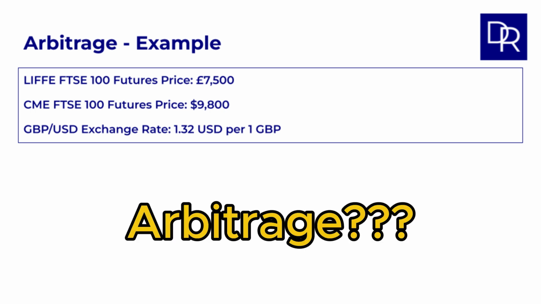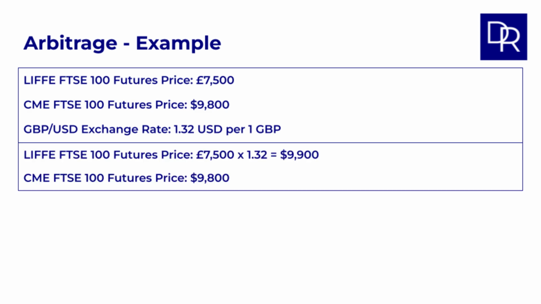Is there an arbitrage opportunity? To find out, we need to compare the futures prices in the same currency. Let's convert the Live futures price to US dollars using the exchange rate. £7,500 times 1.32 equals 9,900 US dollars. Now we see a price difference. This indicates a potential arbitrage opportunity.